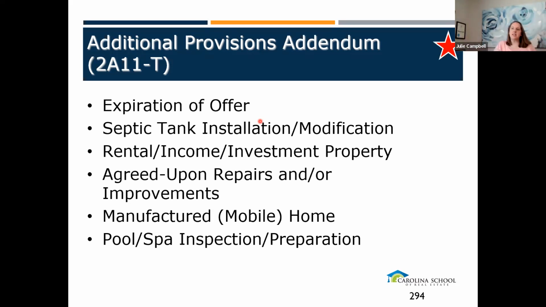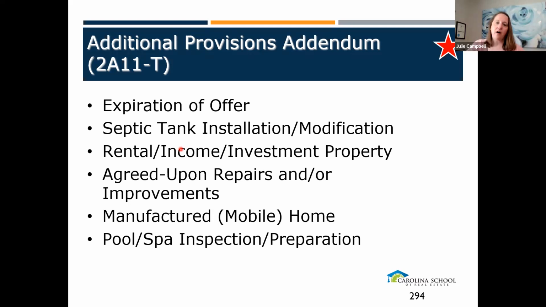If there's an existing tenant and lease in place, the additional provisions addendum covers rent. It covers the seller delivering to the buyer true copies of the lease, the tenant's financials, and the records and reports of the rental property. The seller is going to release all that information to the buyer, and that's addressed in our additional provisions addendum.